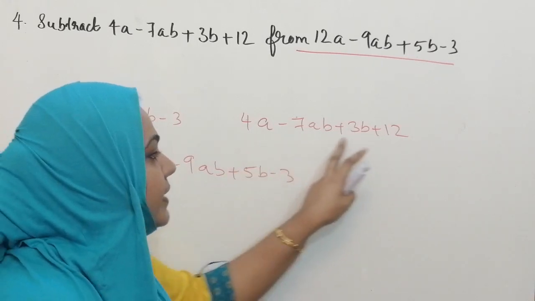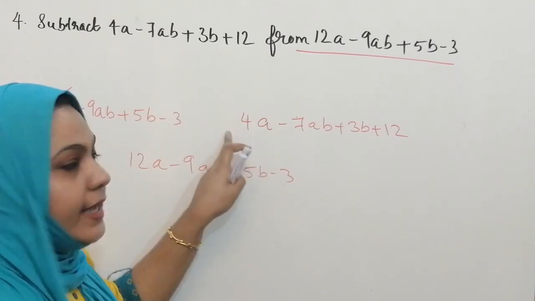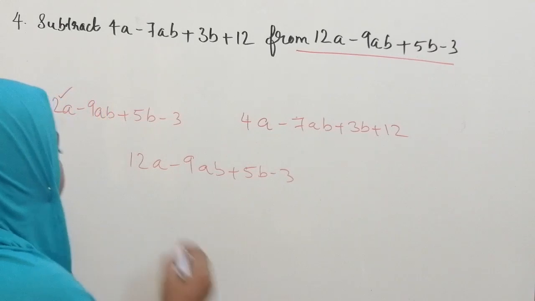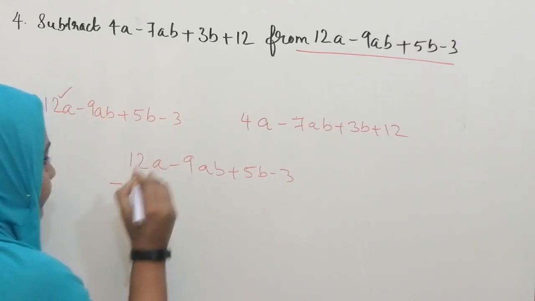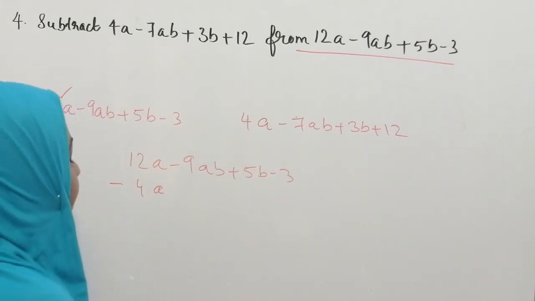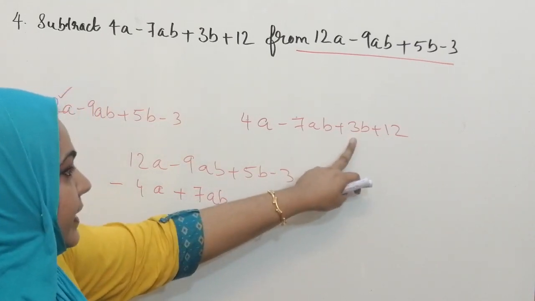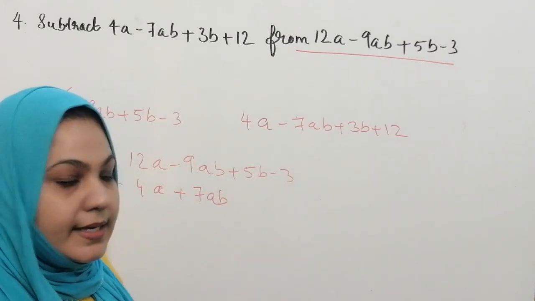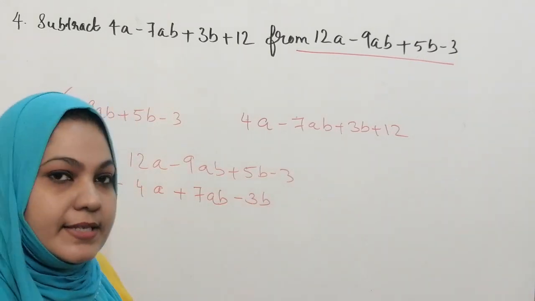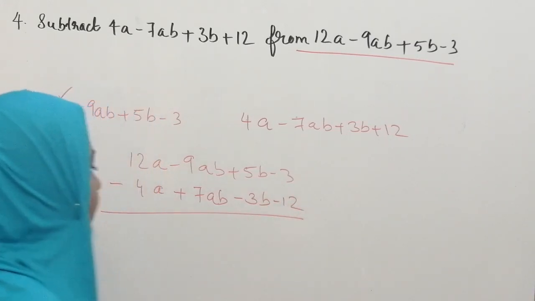After that you have to change the sign of all the terms. What is the first term? 4a. So we change the sign of 4a. What is the sign here? Plus 4a. So it will become minus 4a. Next is minus 7ab. We change the sign, that is plus 7ab. Then plus 3b. We change the sign, that is minus 3b. Next is plus 12. We change it, so that will become minus 12. So now we can start to subtract.